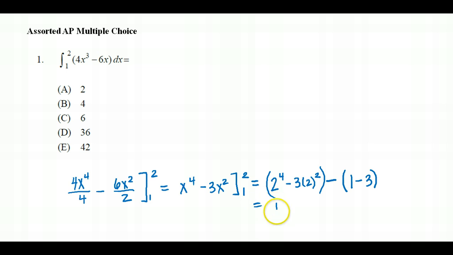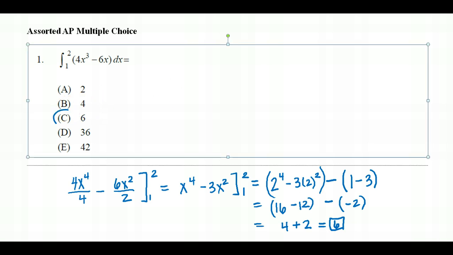So here I'm going to get 16 minus, here I have 2 squared is 4 times 3 is 12. So 16 minus 12 minus, here I'll get negative 2. So now on the inside I get 4 minus negative 2, which is 4 plus 2. So my answer here is positive 6. So the answer here is C.